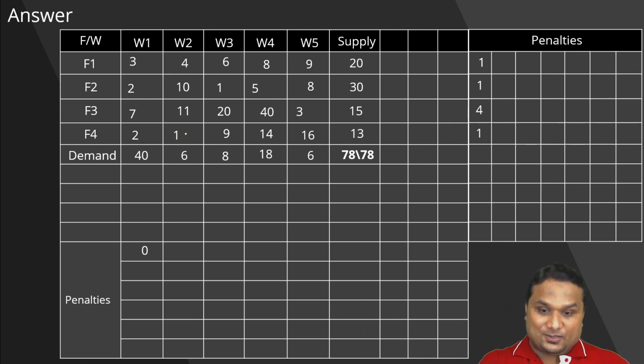Now the next lowest cost in this warehouse one, the lowest cost is 1 rupee and this is 4 rupee. So the penalty is 3 rupee. Here it is 1 rupee and here it is 6 rupee, the penalty is 5 rupee. Here it is 5 rupee and here it is 8 rupee, the penalty is 3 rupee. Here it is 3 rupee and the next best cost of transportation is 8 rupee, so the penalty is 5.